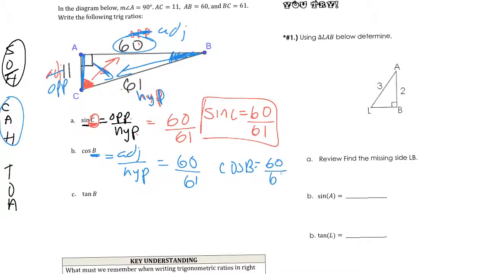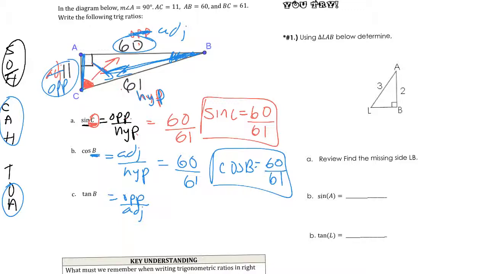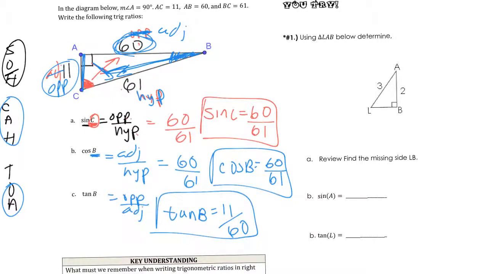And the last one, tangent of B. Well, tangent equals opposite over adjacent. When I look at B, the opposite side is 11. So tan B equals 11 over the adjacent side, which is here, 60. So I would pause the video, go to that You Try problem, and try it on your own. I'll show the answer.